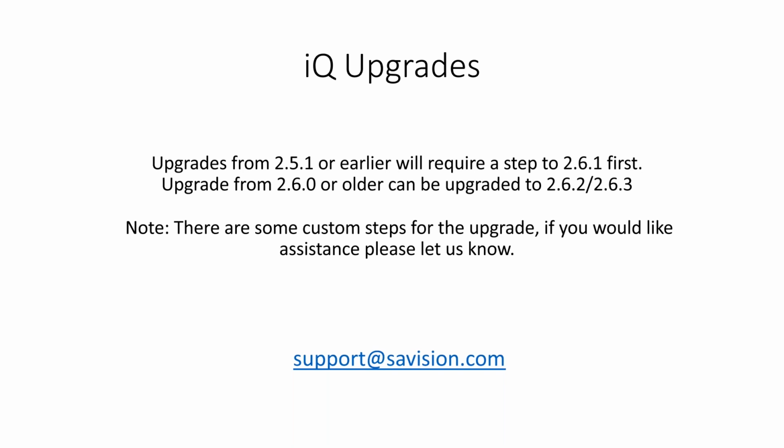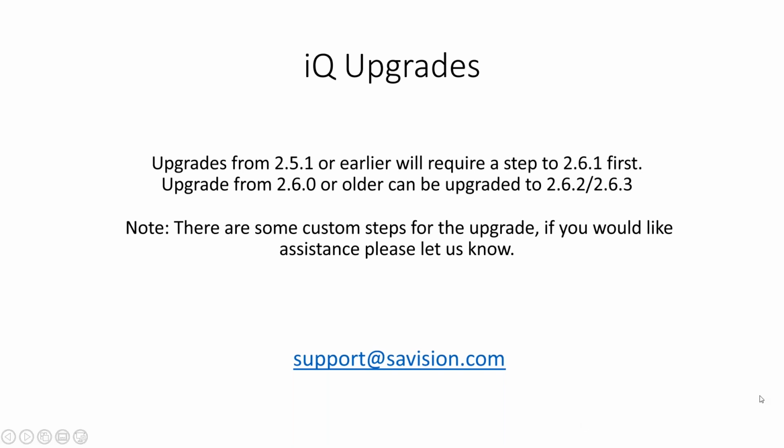So there are a few steps that we have to take, including stopping the app pool and a few other things. So if you'd like help in upgrading, then please reach out to us. We just want to make sure that everyone's aware that it's not as simple as just running the executable as it has been in the past. If you have any problems or requests, then you can obviously email me at support@civision.com and we can go from there.